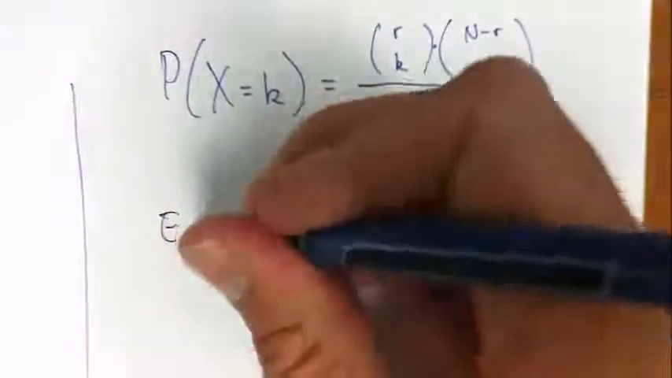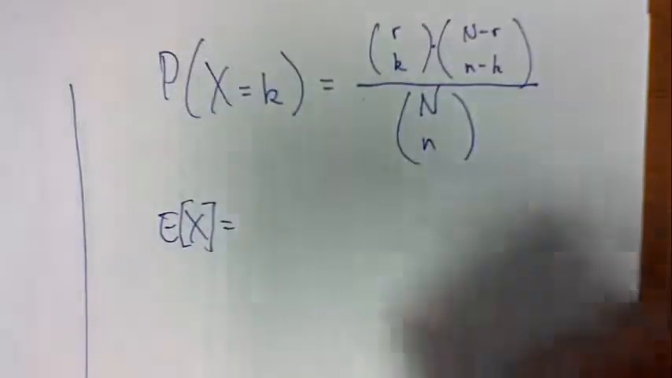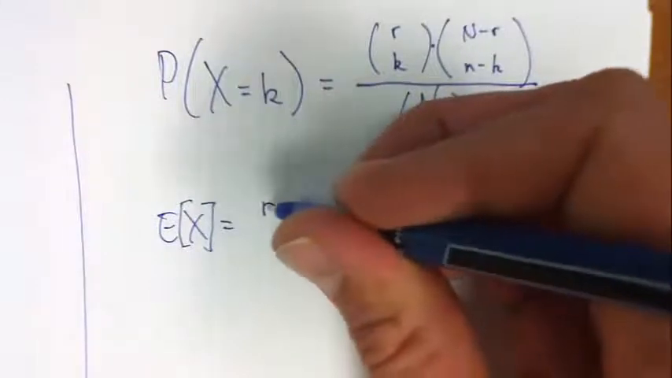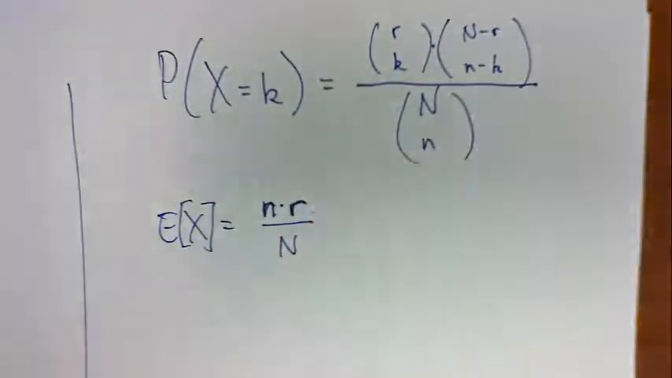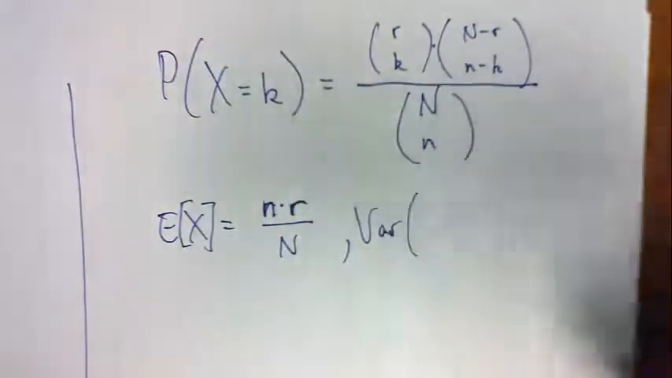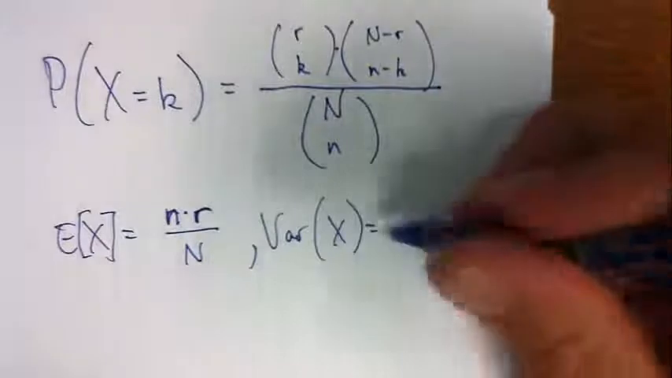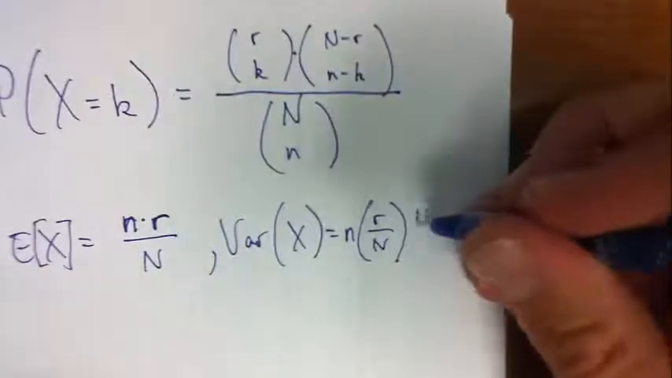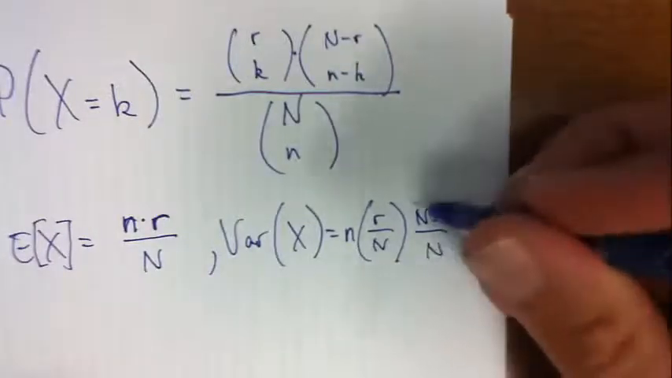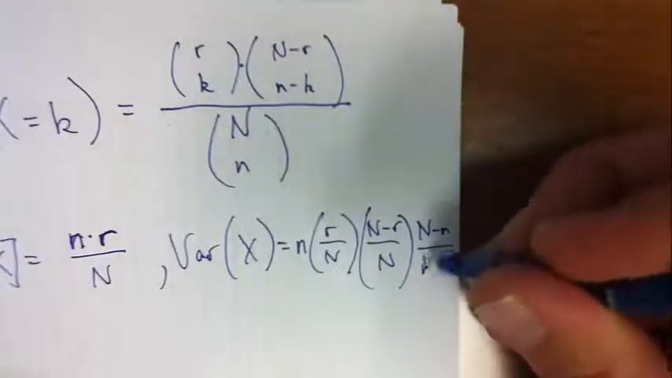Good. So let's talk about the mean and variance real quick. I'm not going to derive these, at least not right now. But the mean turns out to be simply little n times r over big N. Isn't that nice? And the variance turns out to be more complicated. It's the sample size times little r over big N times big N minus little r over big N times big N minus n over big N minus 1.